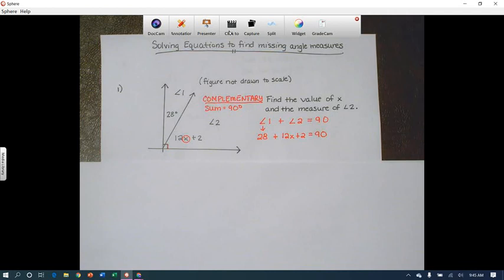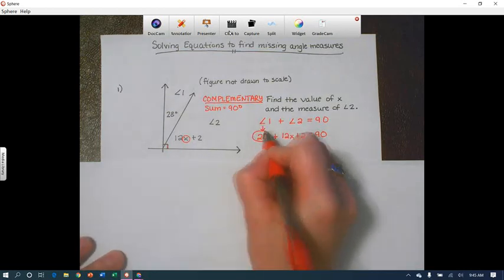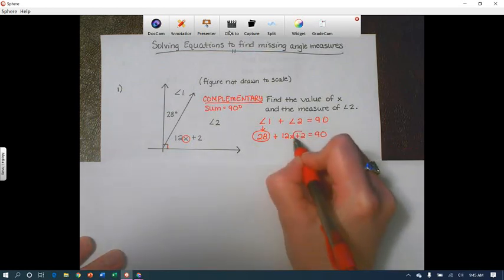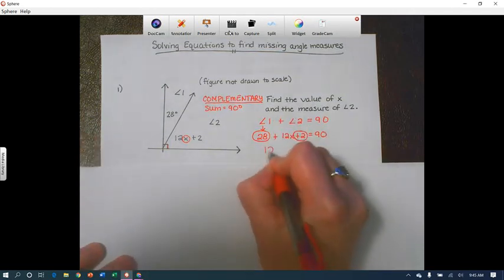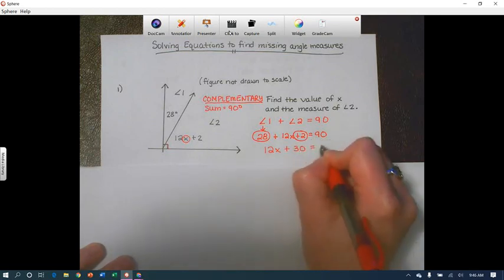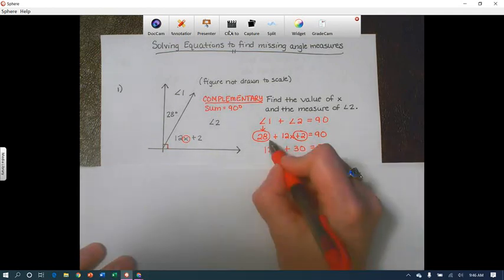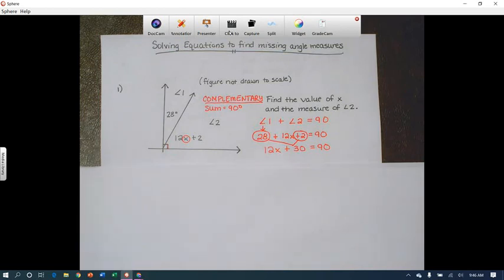And so how can I simplify this equation? Well, maybe I can combine some like terms. I have some constants. I can combine 28, which is positive 28, and positive 2. And 28 plus 2 is 30. So I have 12x plus 30 is equal to 90. I just combine those two constants to get that 30. That was my first step.